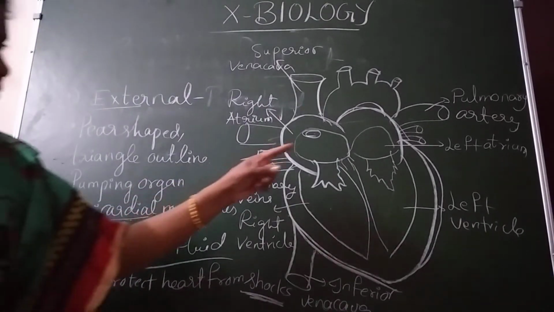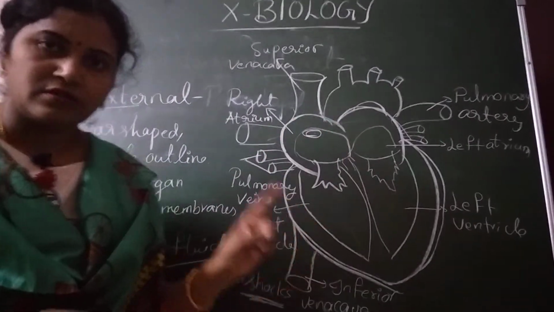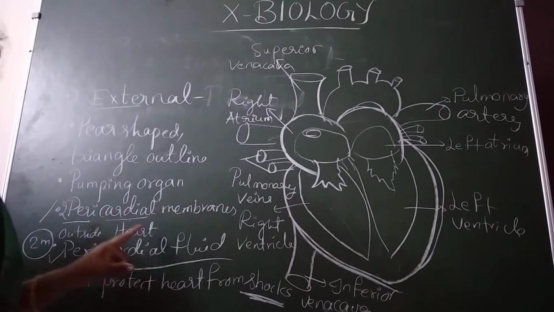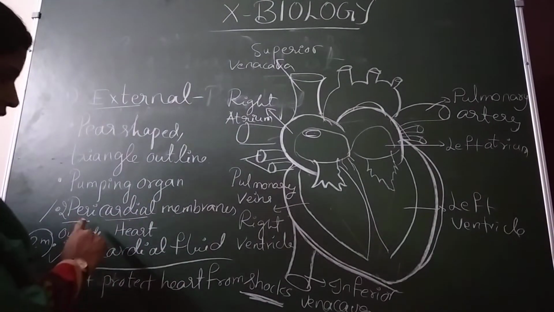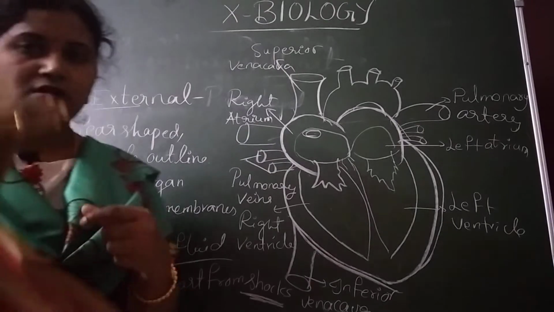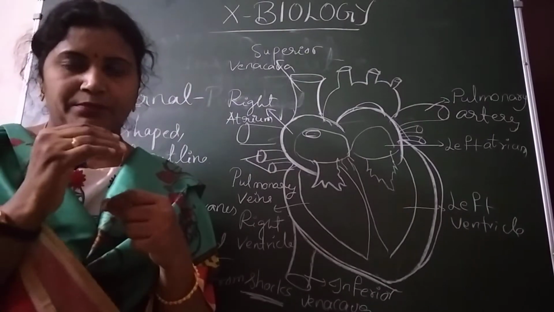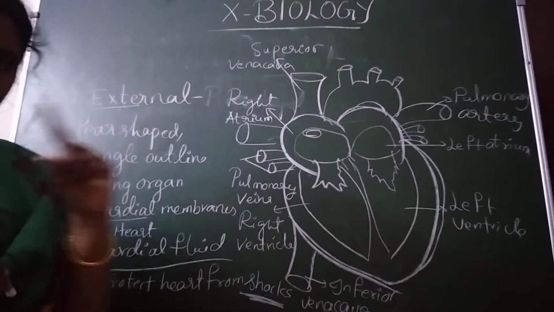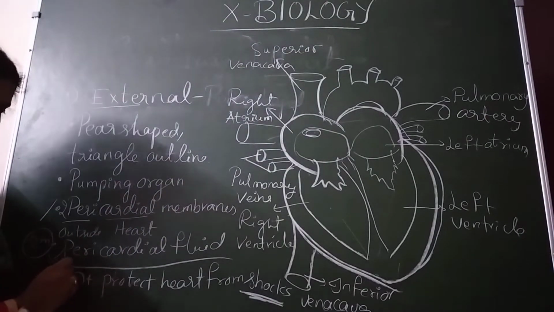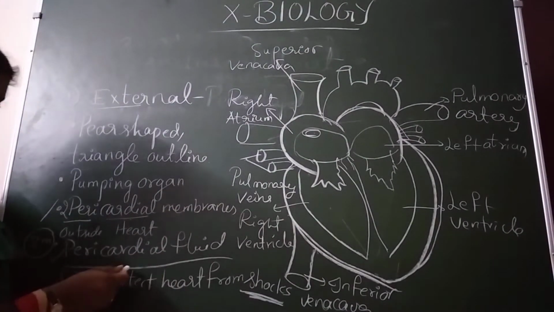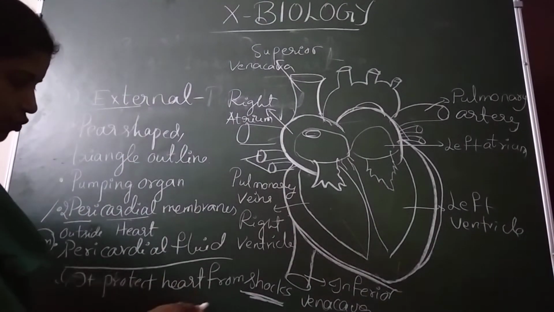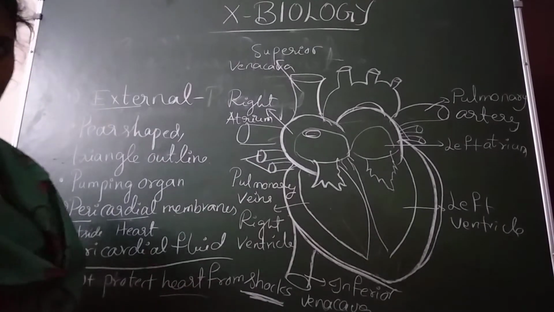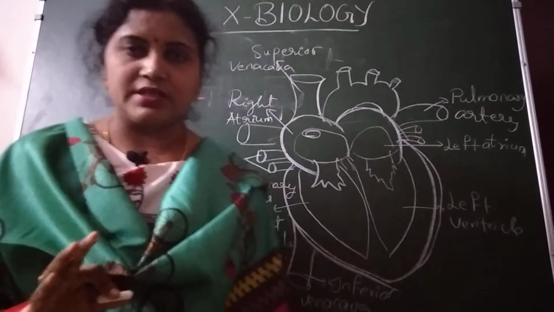Then the heart is covered by membranes. Those membranes are known as pericardial membranes, okay. Pericardial membranes have a space in between them. That space is filled with fluid known as pericardial fluid. So the pericardial fluid is going to protect the heart from shocks, okay. This is about the external structure.